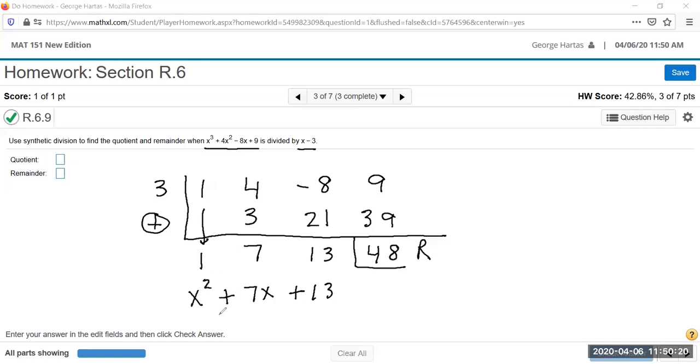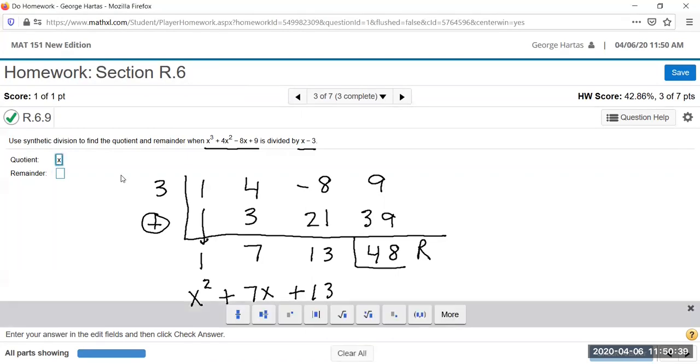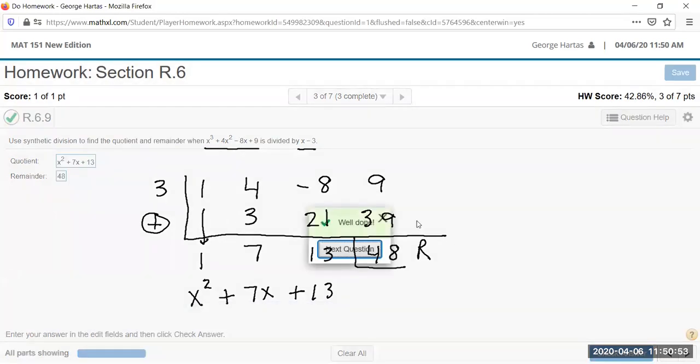So this here is our quotient, and that goes here in MyLab Plus. This system I'm using is MyLab Plus. We're going to put that there. The remainder is going to go here. So let me type that in and see if that's the right answer. X squared plus 7x plus 13. Remainder of 48. And there it is.